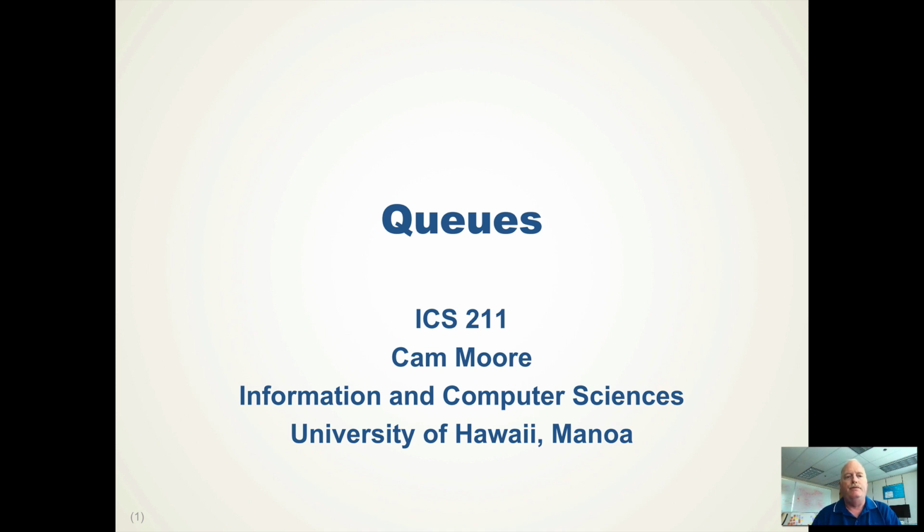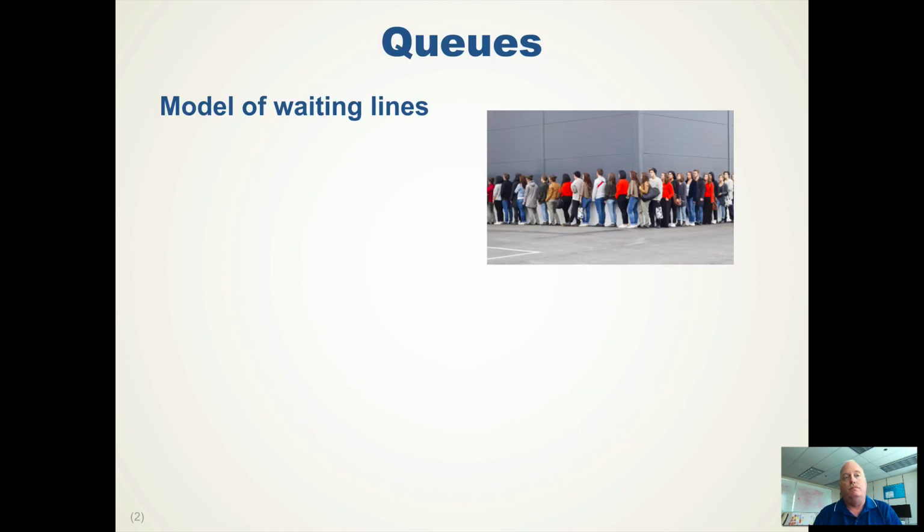Welcome to this brief screencast on our third abstract data type, the queue. So what are queues? They're a model of waiting in lines, or in certain places they're called queues. In the United States we call them lines, but in other countries they're called queues, so you join the line or you join the queue.